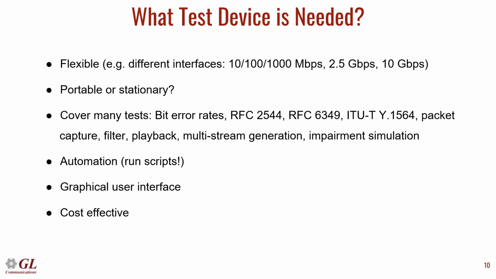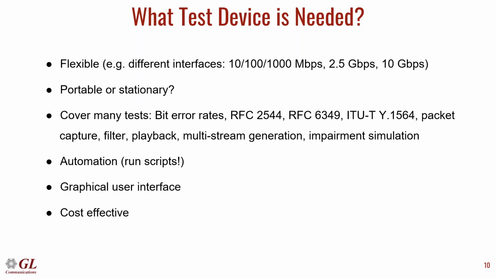Also, you may want a portable option, or you may want a stationary option. If you're trying to go out into the field, you probably need some sort of portable Ethernet tester that you can take out into the field, move around, test different parts of your network, plug in, take it back out, and so on. Or maybe you just need something that you're going to stick in a rack and never move, just keep it there for its lifetime. So you need to consider whether you need a portable option or a stationary option.